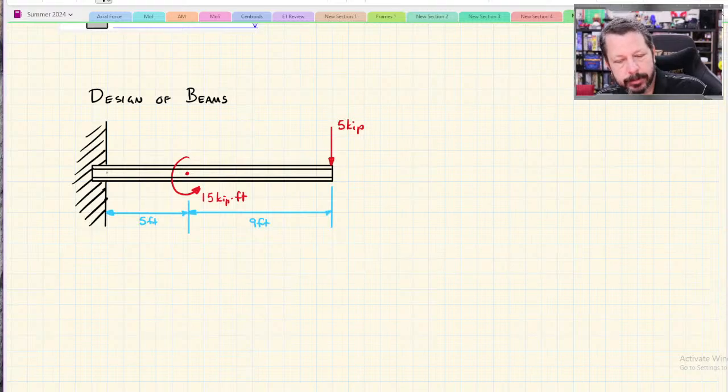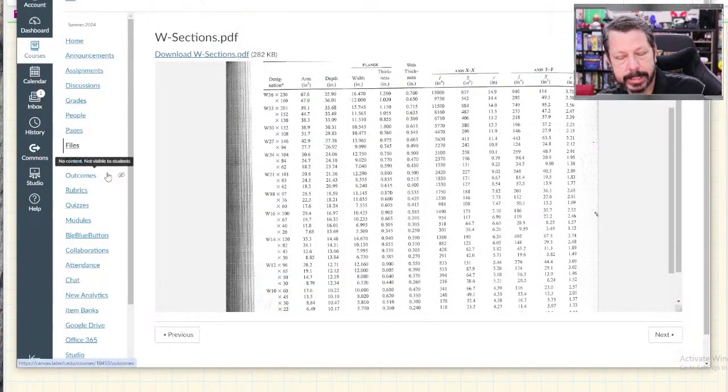We know it wants to be a W, but we have all of these. It could be any one of those. And we don't want to use the worst, like the biggest one, because that could be way overkill for what we need it to be, and it'd be way more expensive. It'd be more material, so it would cost more. It costs more to transport it. It costs more to lift it into place.